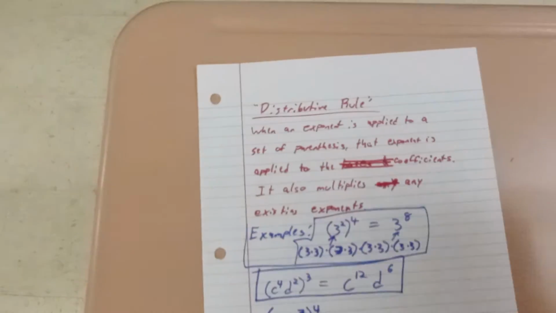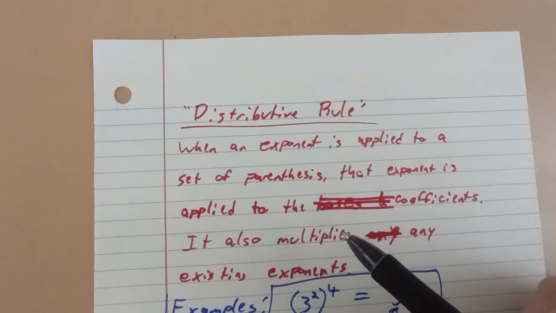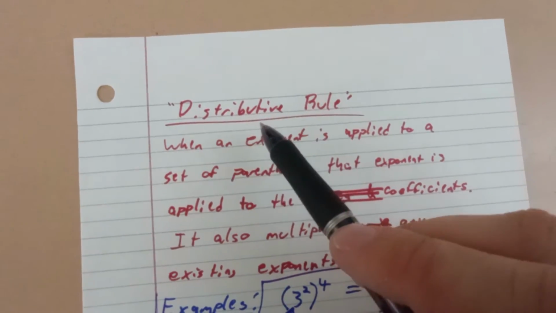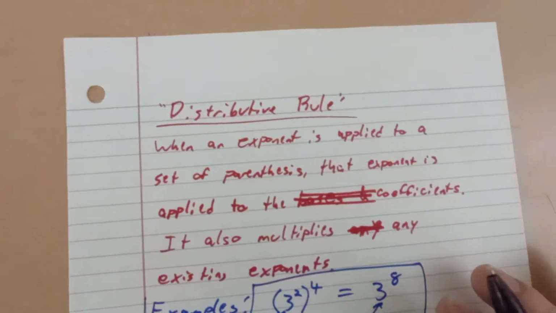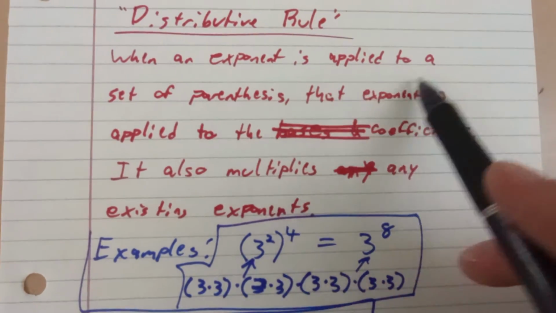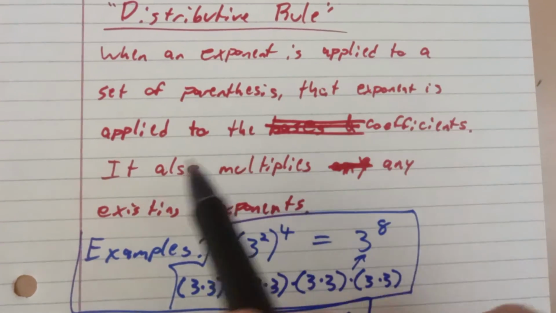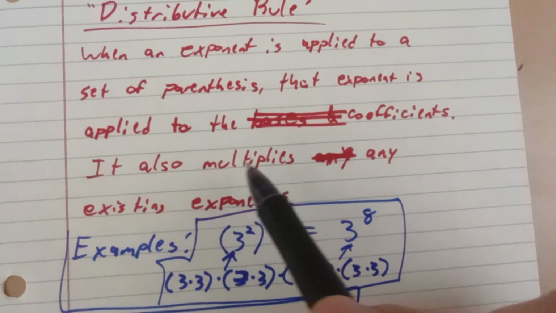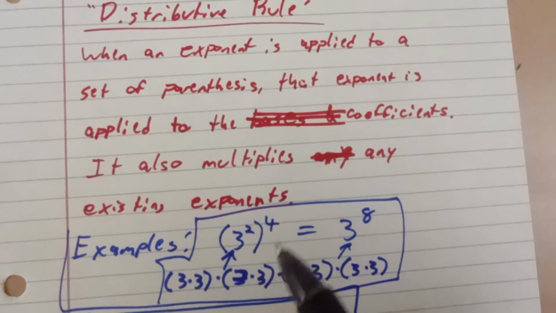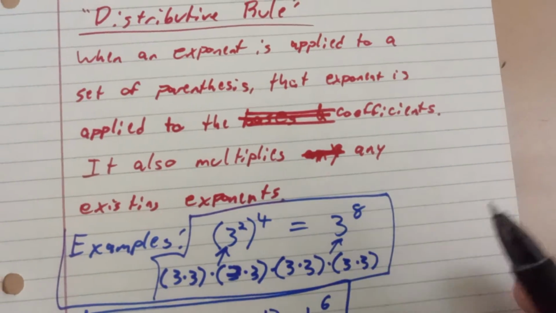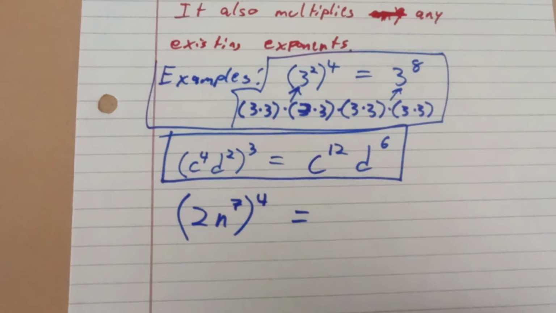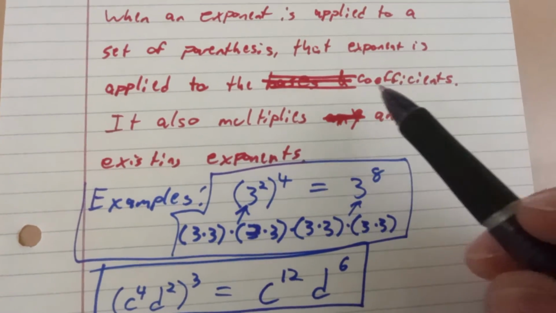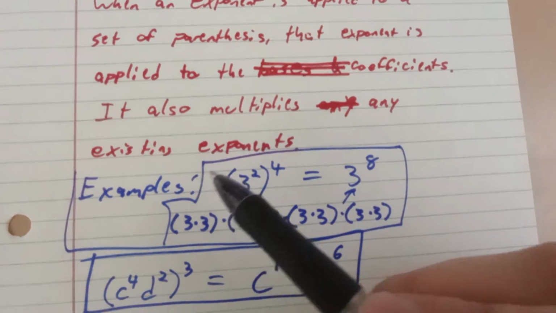This will not happen as frequently, but it is something that we should have in our notes. And the last one, I could not for the life of me remember the title of this rule when I was going over it. The actual rule is power of a power rule, not distributive rule. I use distributive rule because that's really what is happening. When an exponent is applied to a set of parentheses, that exponent is applied to the coefficients, and then it also multiplies any existing exponents. You can see I messed up earlier when I was writing this down, but I'm leaving it there. So for this, what is happening?